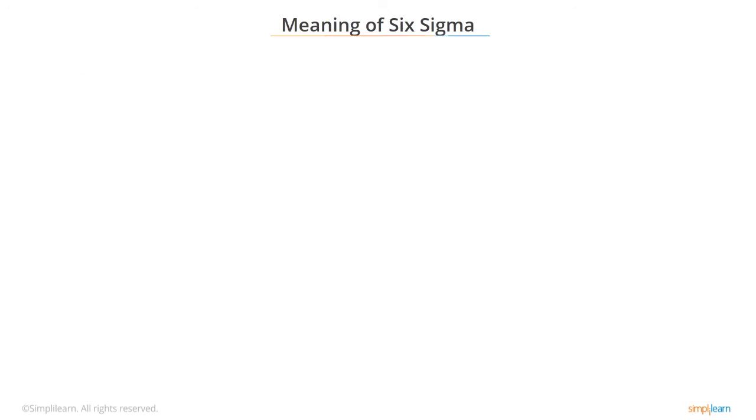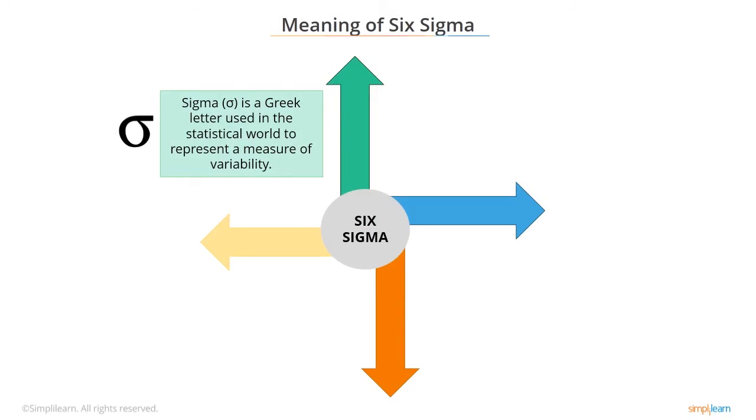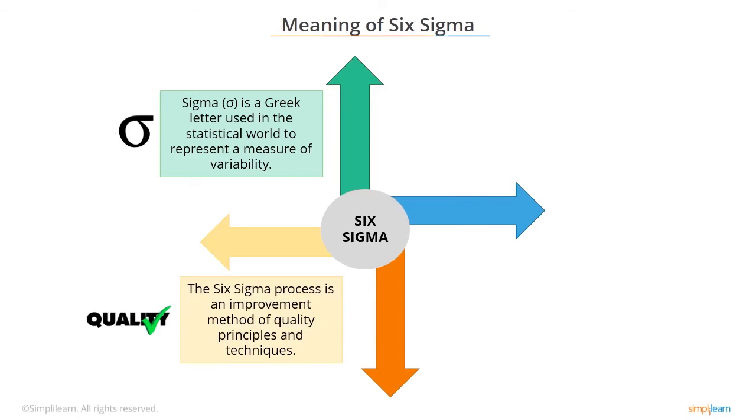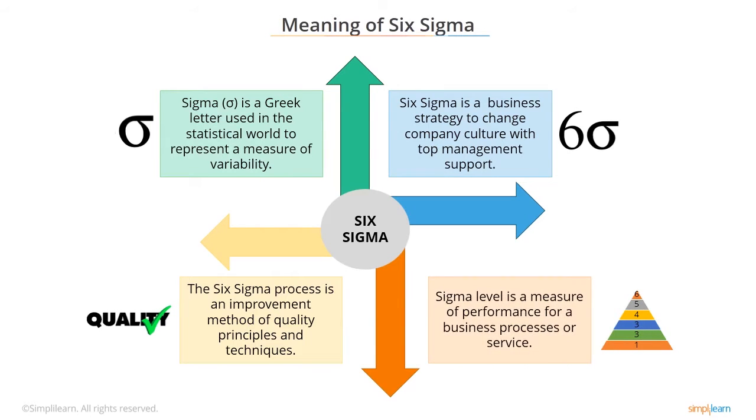The term Six Sigma has different meanings or implications depending on the context. Sigma is a Greek letter used in the statistical world to represent a measure of variability. The Six Sigma process is an important method of quality principles and techniques. Also, Six Sigma is a business strategy to change company culture with top management support. The Sigma level is a measure of performance for a business process or service. So when you say Six Sigma, there are several definitions that are all correct.